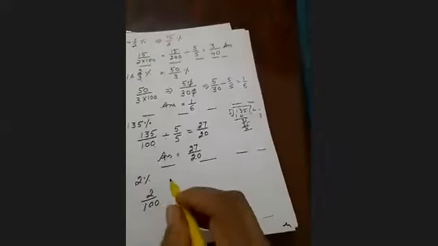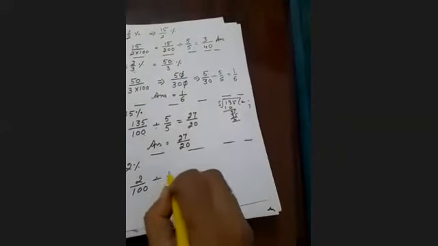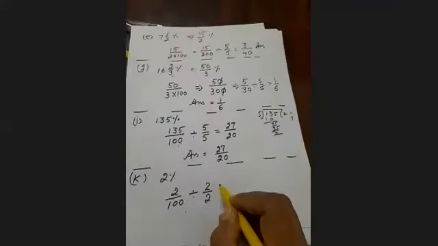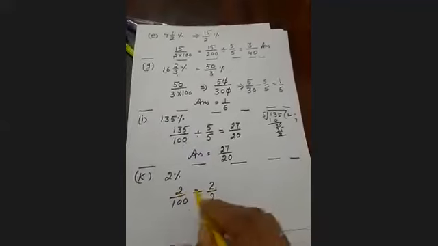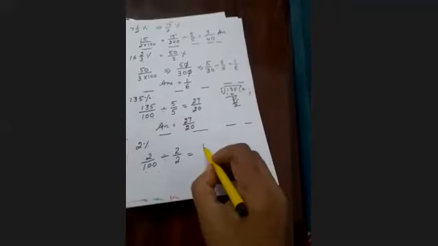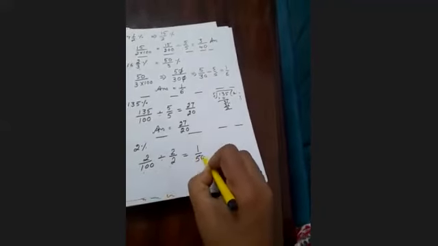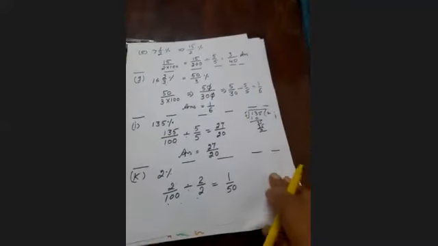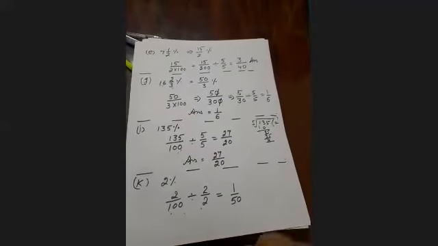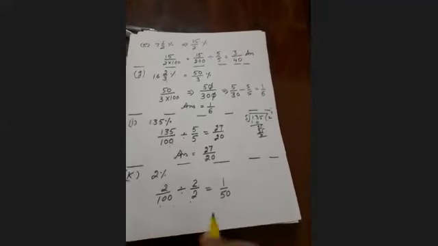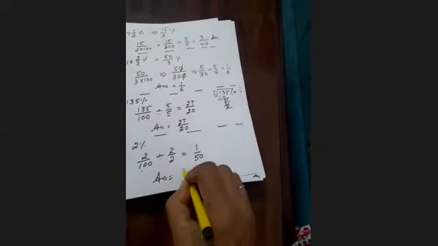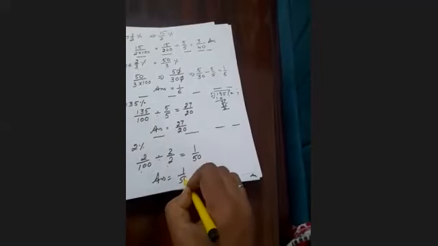Now convert into its lowest term. For this, students, we will divide by 2, because 2 and 100 both are multiples of 2. 2 divided by 2 is 1. 100 divided by 2 will get 50. Clear, beta? Now our answer is 1 upon 50.